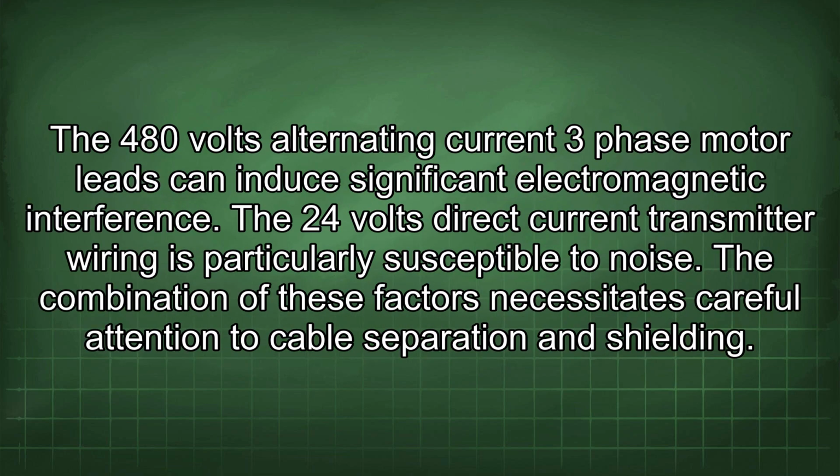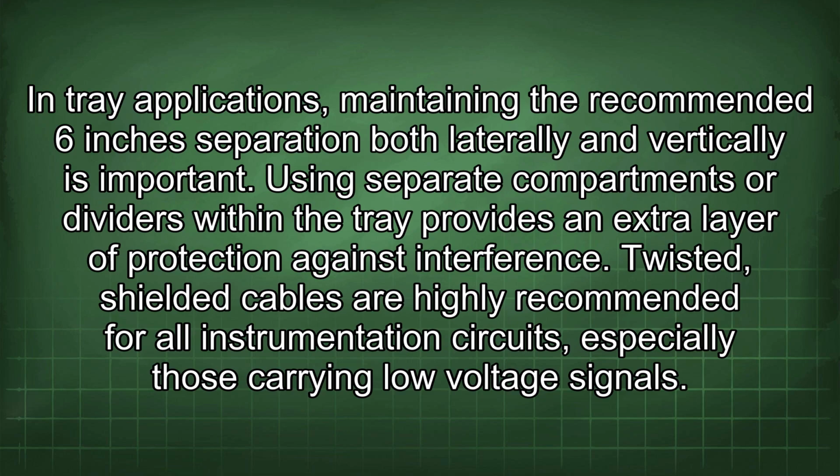The 480 volts alternating current 3-phase motor leads can induce significant electromagnetic interference. The 24 volts direct current transmitter wiring is particularly susceptible to noise. The combination of these factors necessitates careful attention to cable separation and shielding. In tray applications, maintaining the recommended 6 inches separation both laterally and vertically is important. Using separate compartments or dividers within the tray provides an extra layer of protection against interference.